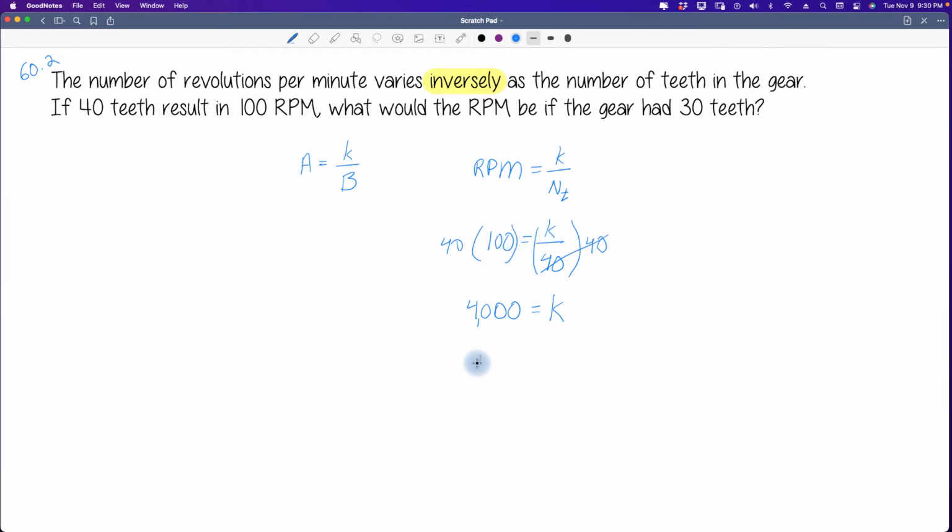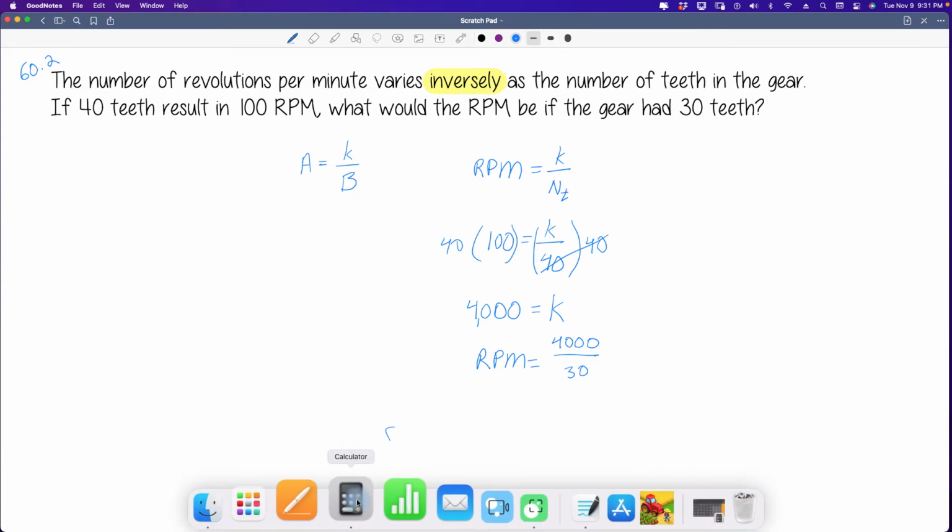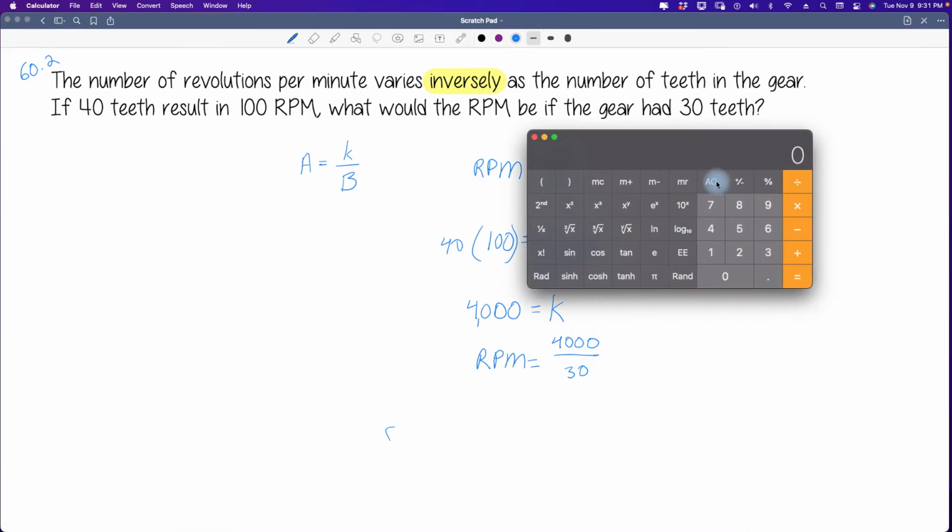So we got to find the RPM if the gear had 30 teeth. Okay, so 4,000 divided by 30. So we just whip out our handy dandy calculator and we say 4,000 divided by 30. And that's 133 and a third.